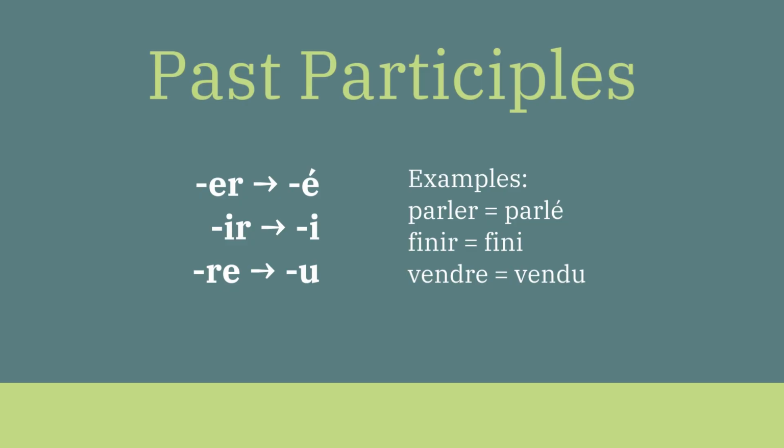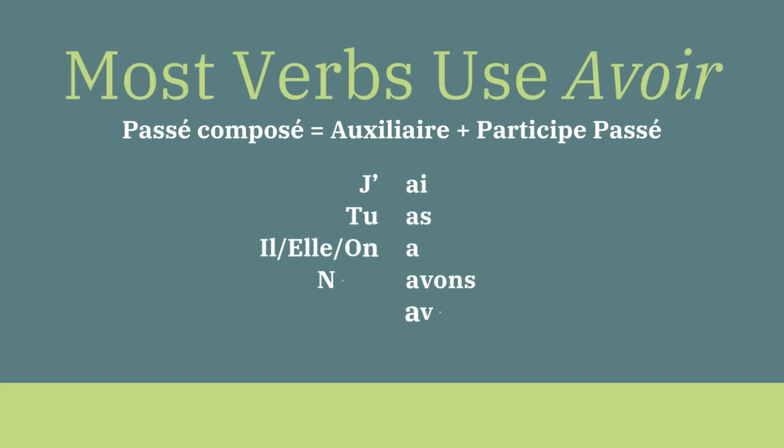So, how do you form the past participle of a verb? For the most part, it's really simple. ER verbs drop the ER ending and add on an E with an accent aigu, so you'll end with parlé, for example. IR verbs change to an I ending. For example, the past participle of finir is fini. To form the past participle of RE verbs, drop the RE and replace them with a U. Vendre will become vendu.